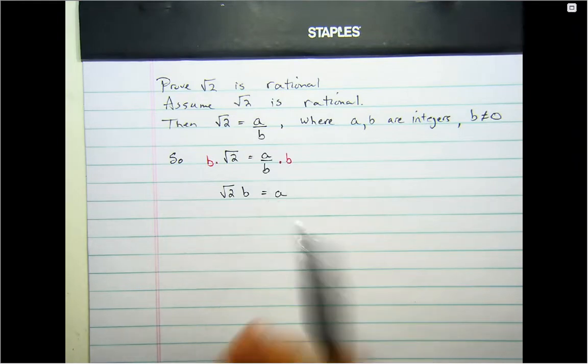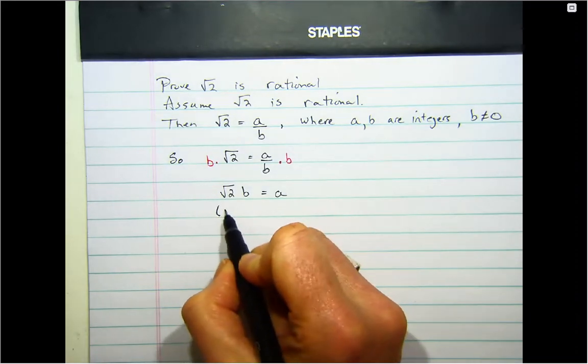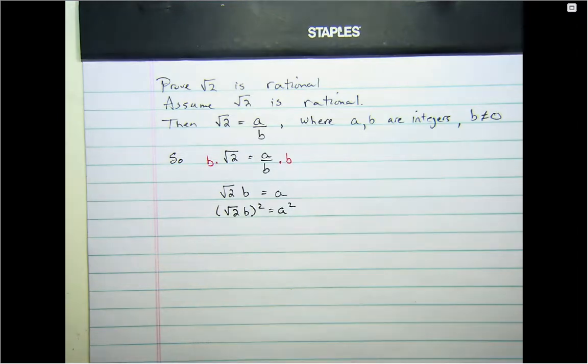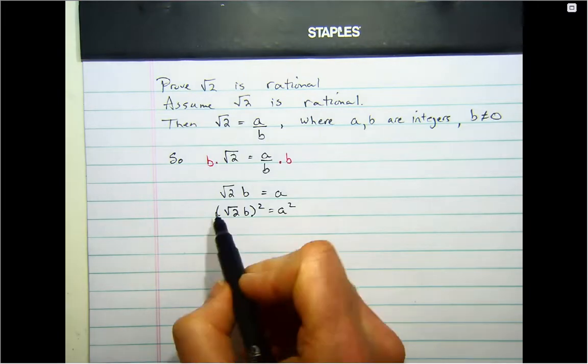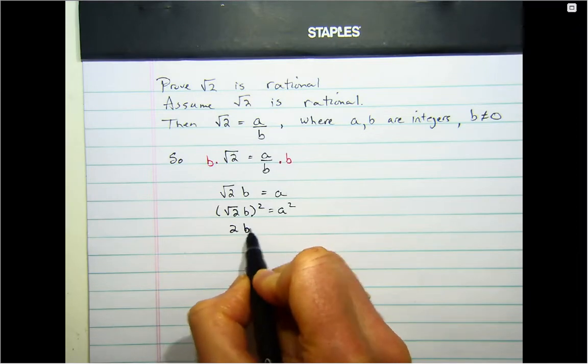Okay, so we got rid of the fractions. That automatically makes a nicer equation. We can also square both sides. Remember, whatever we do to one side of the equation, we can do to the other. So we square both sides of the equation. So you have the square root of 2b times the square root of 2b. So the square root of 2 times the square root of 2 is a 2, and the b times the b is a b squared.